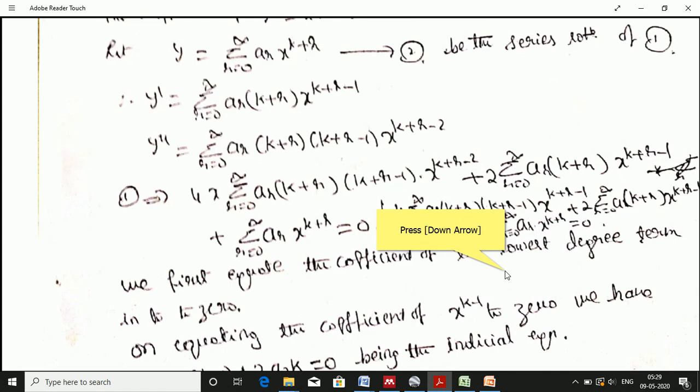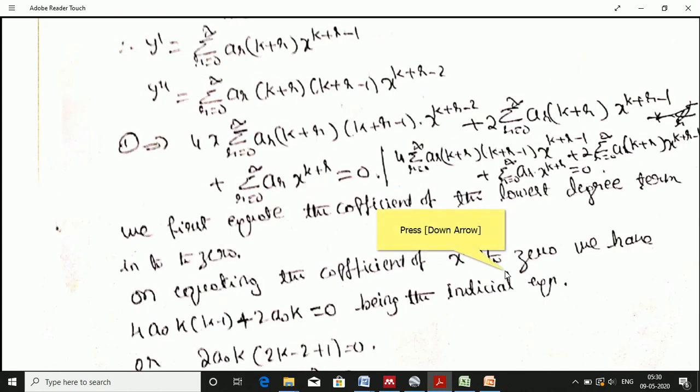Now we equate the coefficients of various powers of x to 0, starting from the least power of x. When r equal to 0, in the first term as well as in the second term, x power is k minus 1, and in the third term, x power is k. Comparing k and k minus 1, k minus 1 is the least power. Equate its coefficient to 0.